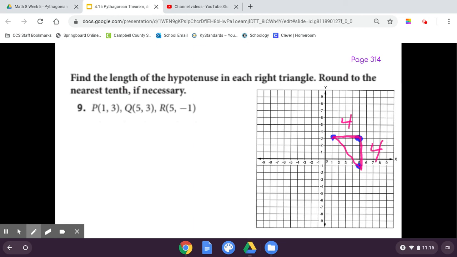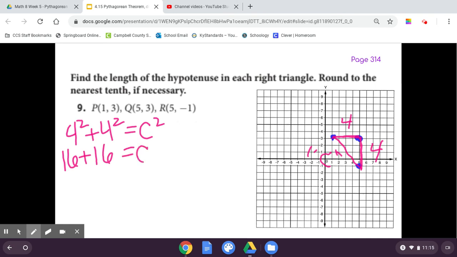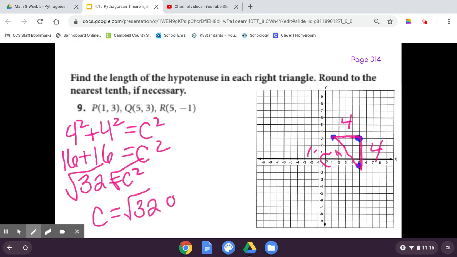All right, so we need to find our C, the distance between the 2 points. So 4 squared plus 4 squared equals C squared. 16 plus 16 equals C squared. When we add those two together, we get 32 equals C squared. It's not a perfect root, so again, we're going to have to either write it as C equals the square root of 32 or approximately 5.7.